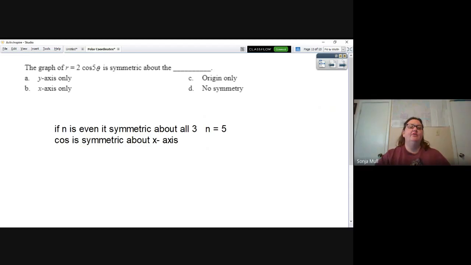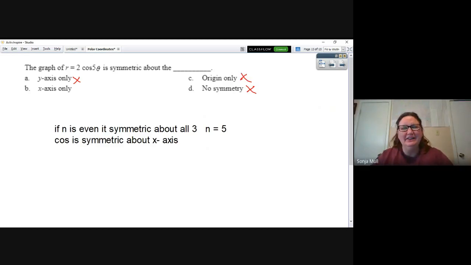Last one. The graph of r equals 2 cosine 5 theta is symmetric about what? Again, there's a lot of symmetry in here. Okay, so it's cosine. So I know that cosine is symmetric about the x-axis. So it's not going to be this one, and it's not going to be this one. And really, it can't be this one either.